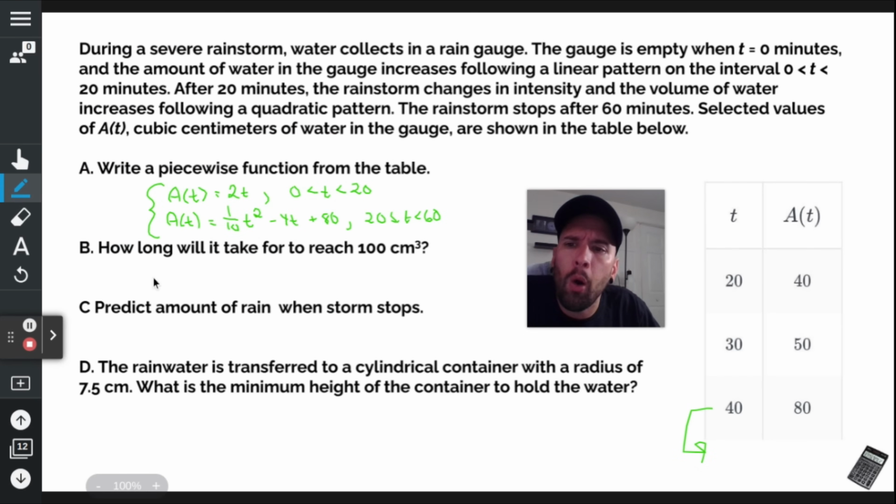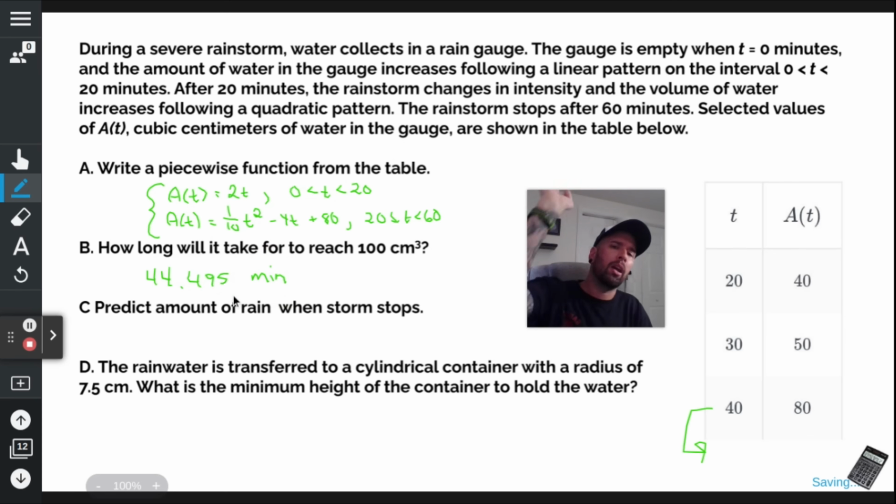I believe in the video I accidentally said seconds, but it's actually 4.495 minutes, not seconds. If I said seconds, I'm sorry. I'll try to edit that if I remember to edit it out. This video is getting out of hand.